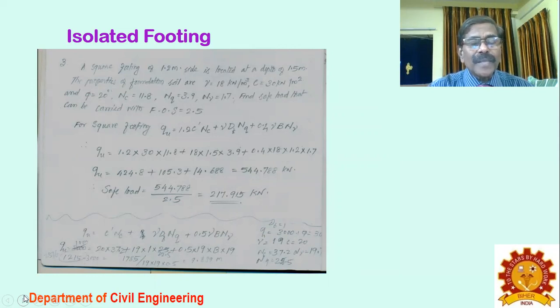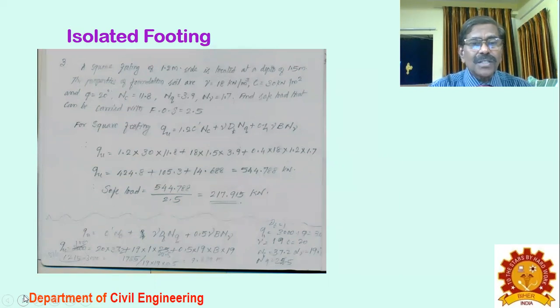For a square footing, obviously the formula is QU is equal to 1.2 C prime NC plus gamma D NQ plus 0.4 gamma B N gamma, where QU, if you straightaway substitute, you get a value of 544.788 kilonewton, which is not the solution for this problem, because the solution being asked is the safe bearing capacity.